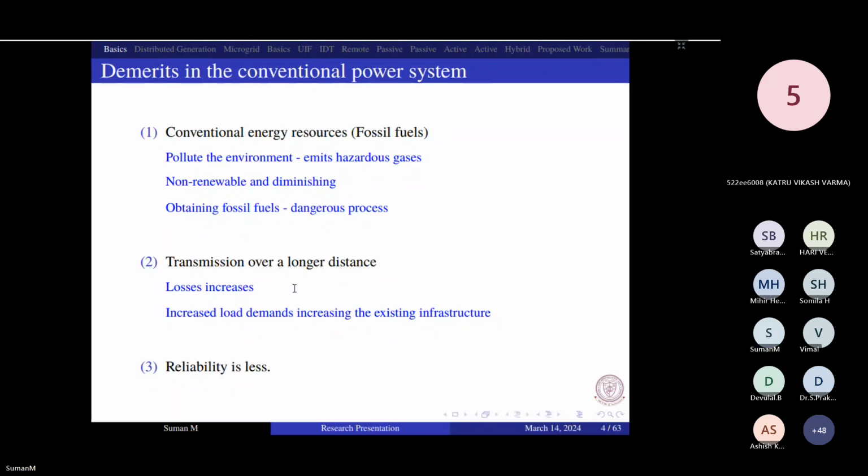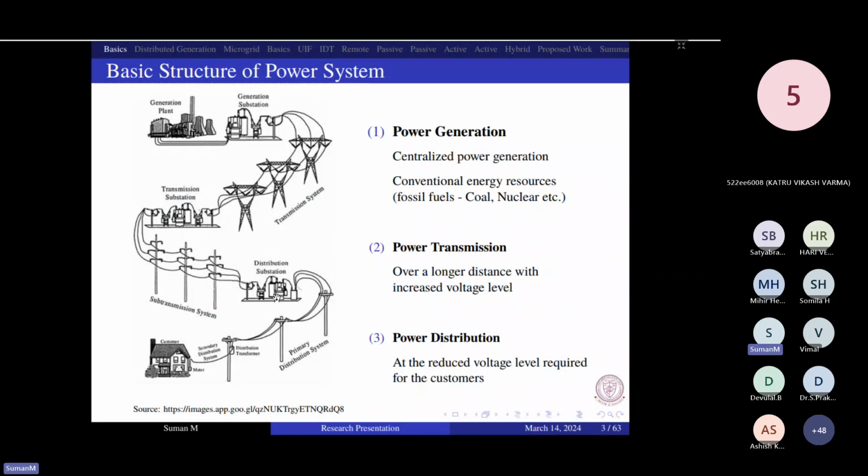What I want to say here is, you can see in this basic structure of the power system, we are the consumer, we are here. Let's say there is some problem in the distribution substation, or the distribution substation needs to do some maintenance work. Then the continuity of power supply is affected at the consumer end or the customer end. So the reliability mentioned here represents the continuity of power supply.